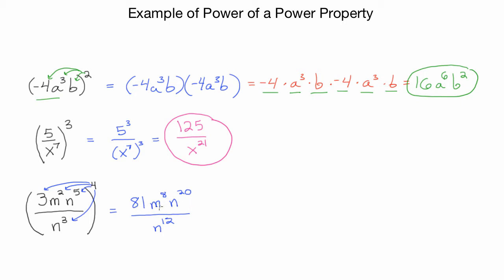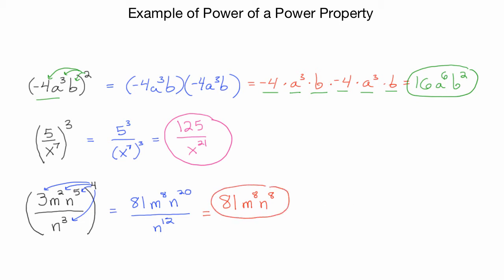I have 81, I have m to the 8th, but notice I have n's on top and I have n's on the bottom. I can use my quotient property to subtract the exponents and simplify that down. 20 n's on top are going to be divided by 12 n's on the bottom. A bunch of n's are going to cancel out, leaving just 8 n's on the top. So when it's all said and done, it should be 81 times m to the 8th power times n to the 8th power as well. 20 minus 12 gives me 8. So that's the answer.